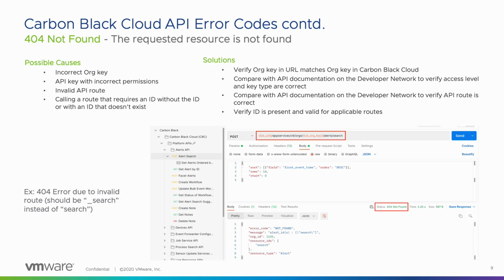Potential solutions for this error type include verifying the org key in the URL matches the org key in CBC, verifying the access level, key type, and API route are correct by comparing to the API documentation on the developer network, and verifying the ID is present and valid for applicable routes. The example shown here is caused by an invalid route. Per the API documentation, the route should end with _search instead of just search.